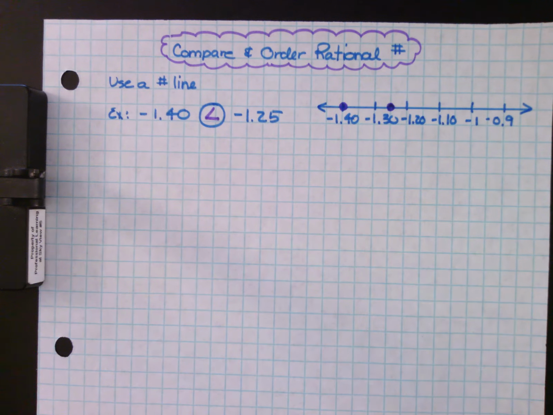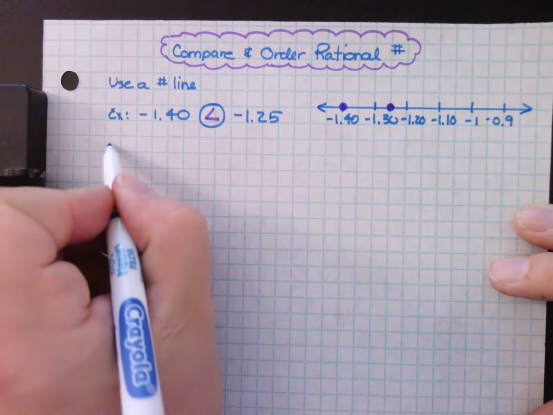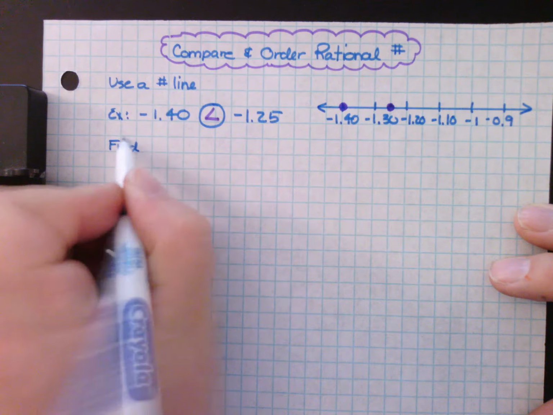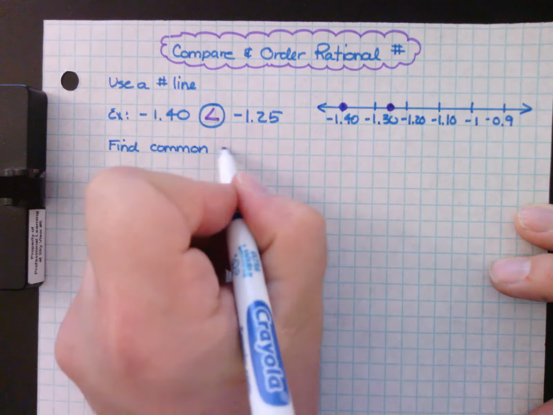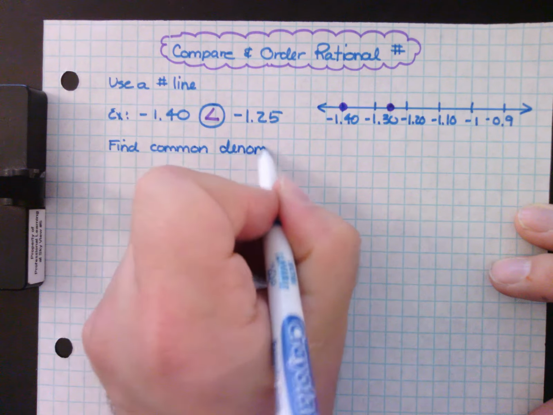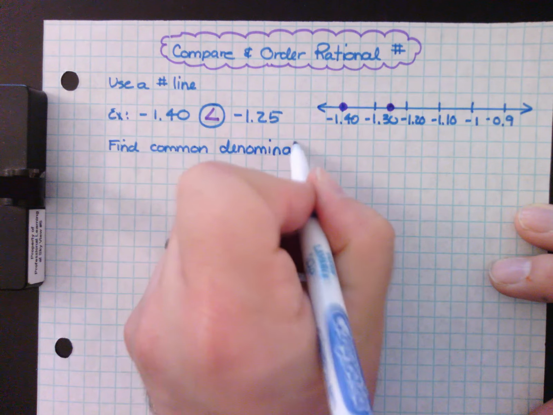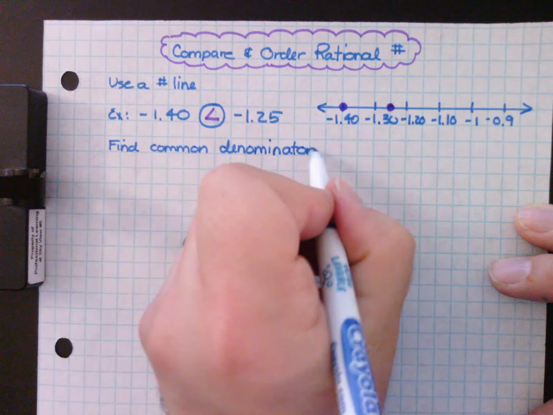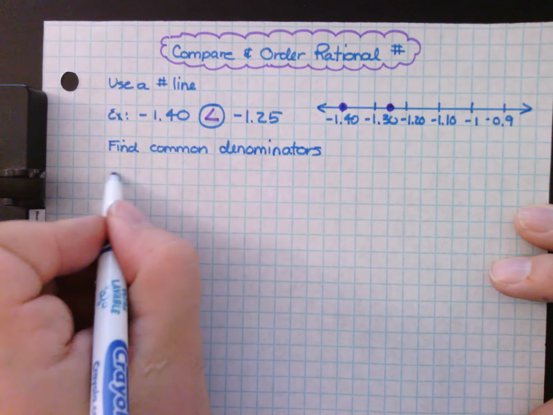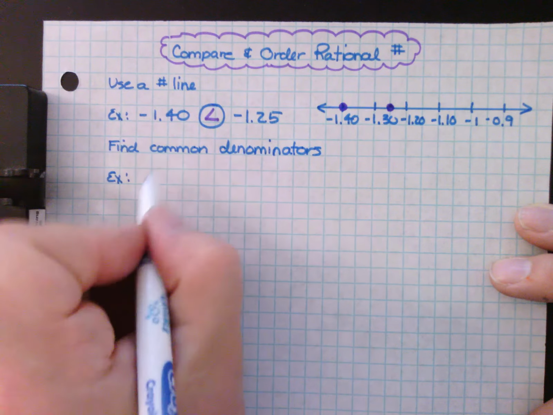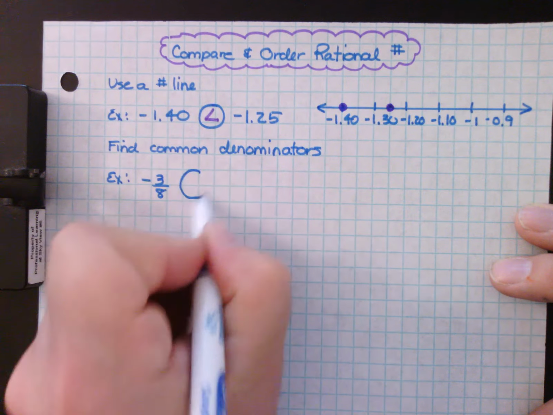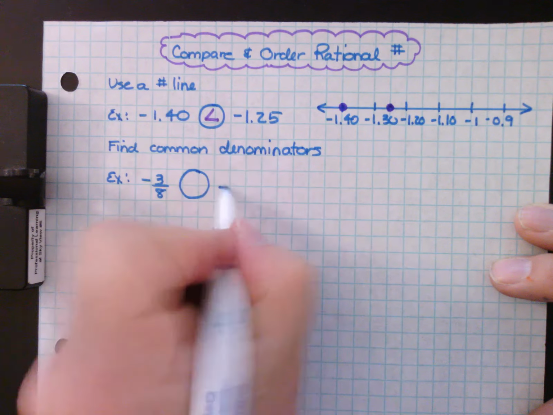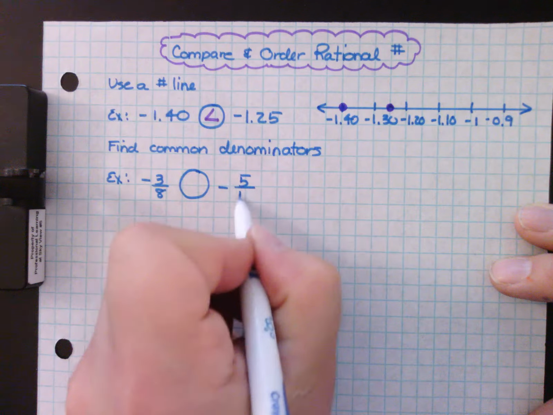We can also find common denominators for our fractions. And this is a lesson that we learned earlier in the school year. So for example, we have negative 3/8. Is that greater than, less than, or equal to negative 5/16?